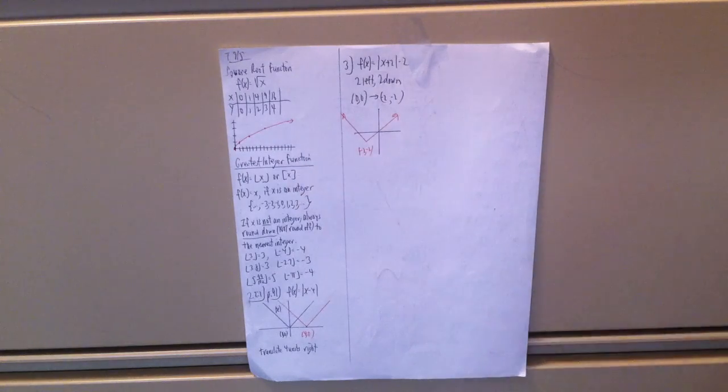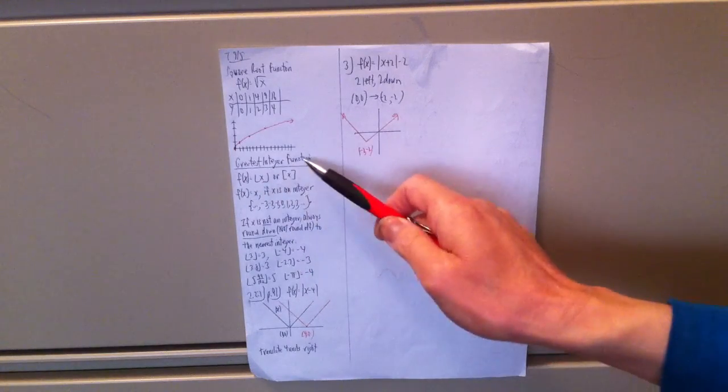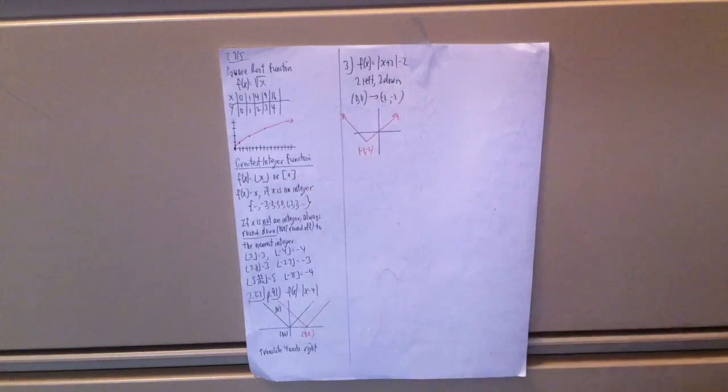Then we have the greatest integer function. It can be written either this way or this way. I actually like it this way, it's easier to type. So it's sort of like brackets around the x right here.